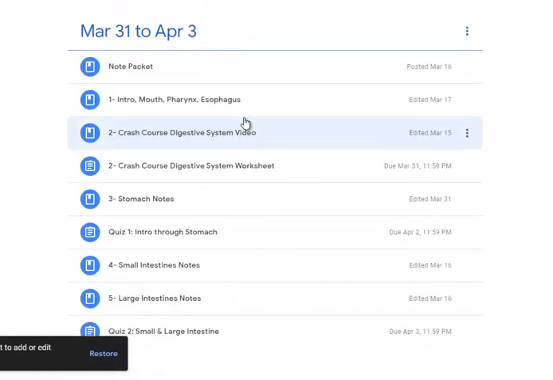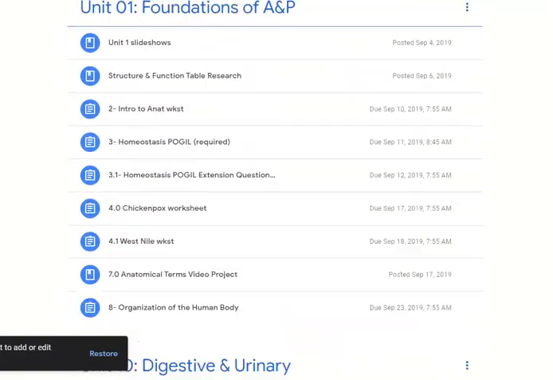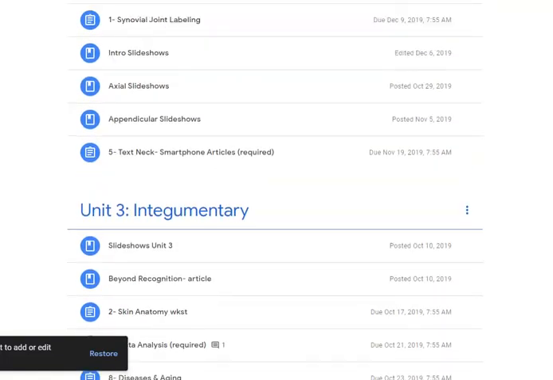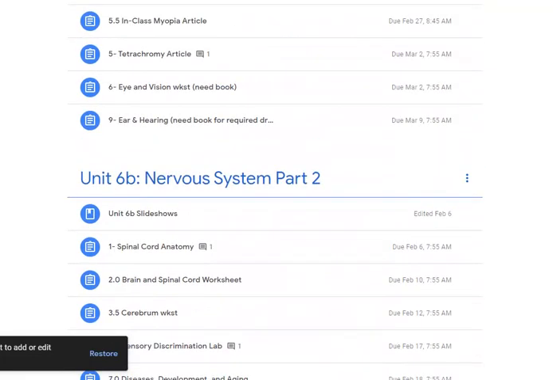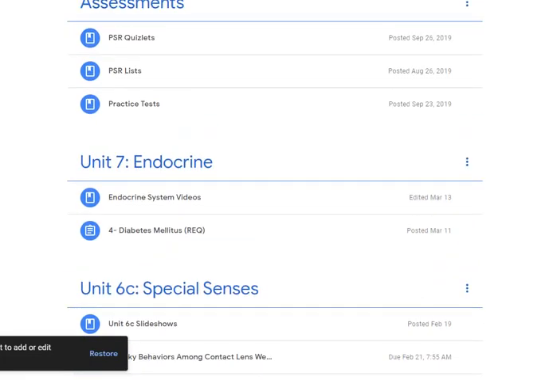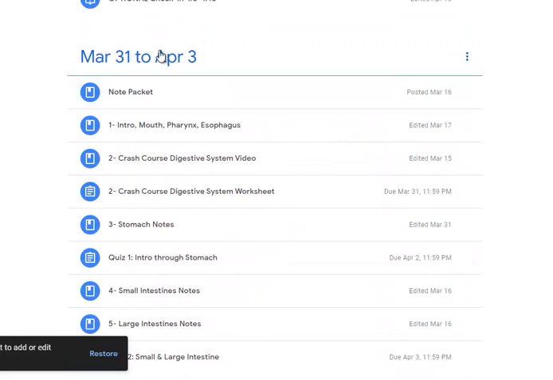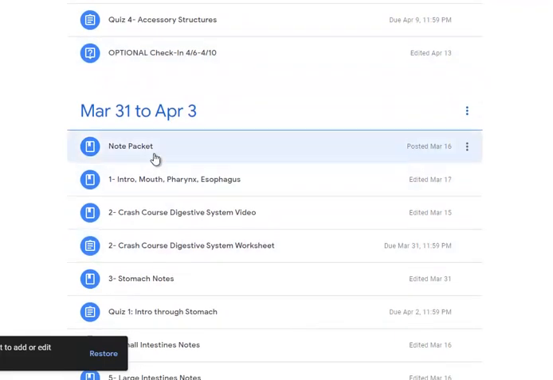So I'm going to scroll down. Now, let me show you. Normally, my classroom is organized by unit, but that would have been really hard for kids to keep track of because there were so many things for the digestive system with it all being online that I just broke it up by week, and this made it easier for everyone.